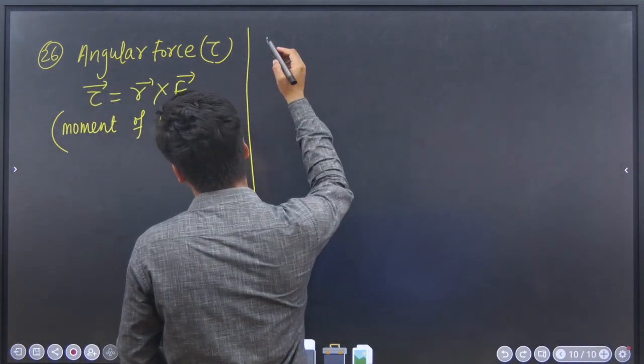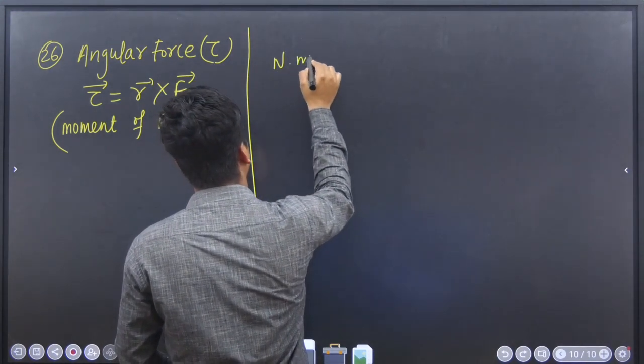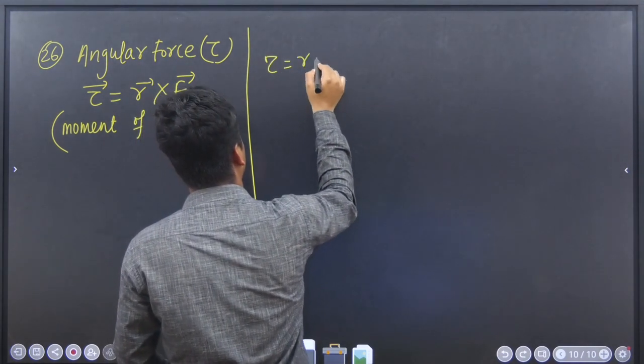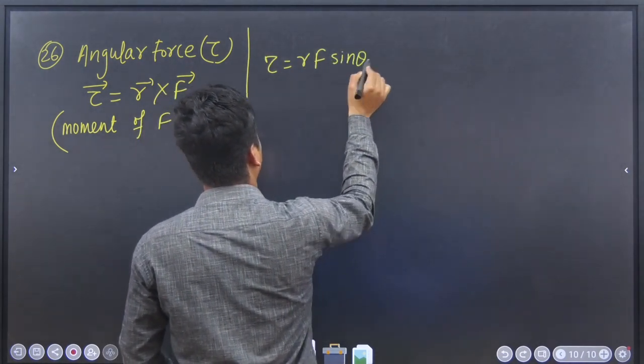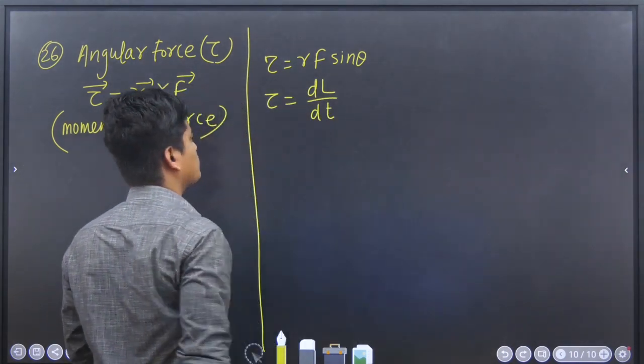And what is the unit of r cross f? It is Newton into meter. Let me write the formula here. The torque formula is r f sin theta, or torque can be written as dL by dt. This formula can also be written.